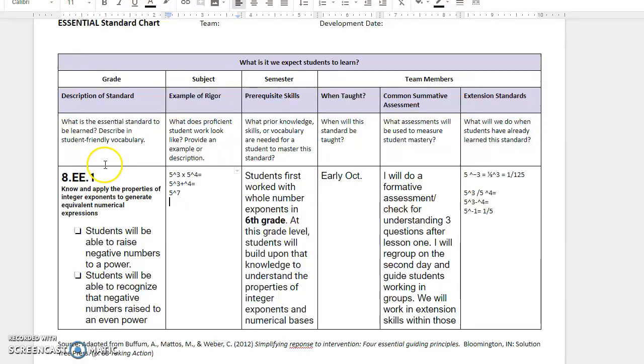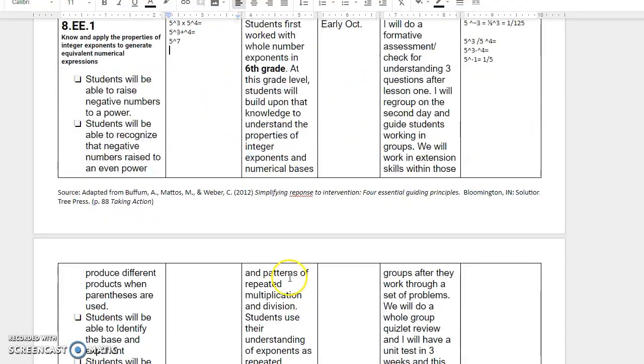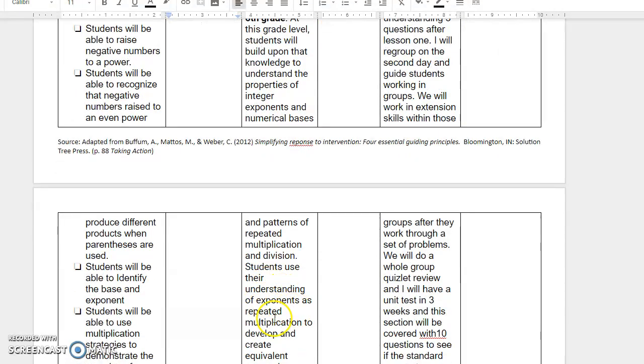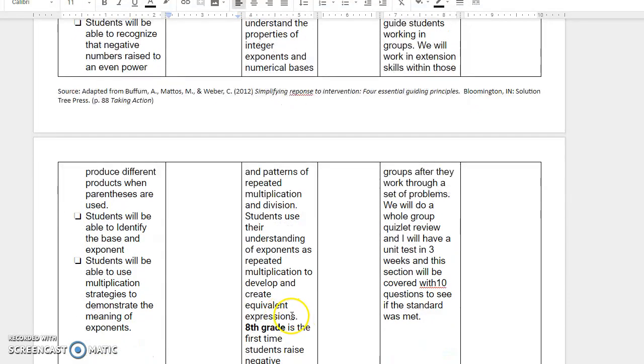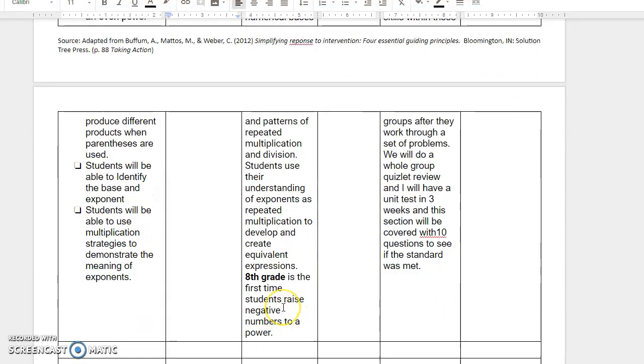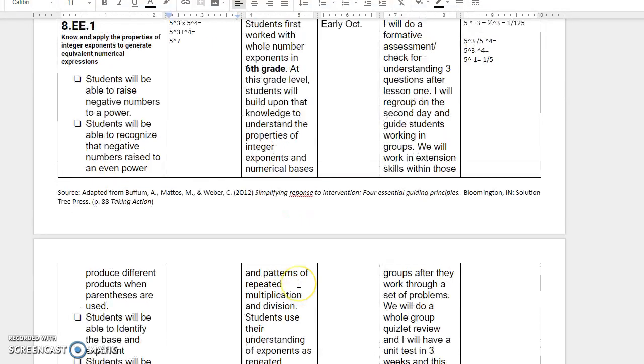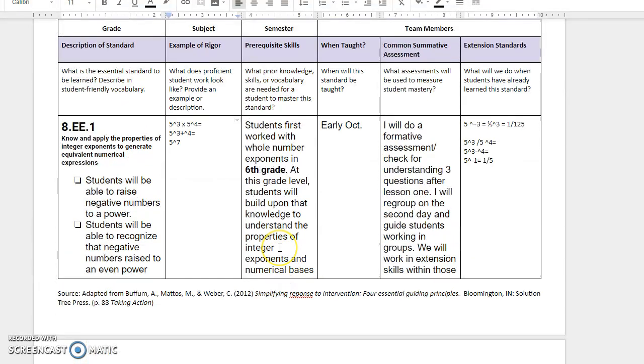So students first work with whole number exponents in 6th grade. I was able to identify that. At this grade level, students will build upon that knowledge to understand the properties of integer exponents and numerical bases and patterns of repeated multiplication and division. Students use their understanding of exponent as repeated multiplication to develop and create equivalent expressions. But in 8th grade, that is the first time students raise negative numbers to a power, so that's something I need to know. That is not a background skill that they would have coming into class. So the prerequisite skill gives us the background knowledge, but it's also going to help us vertically align our standards as we move forward.